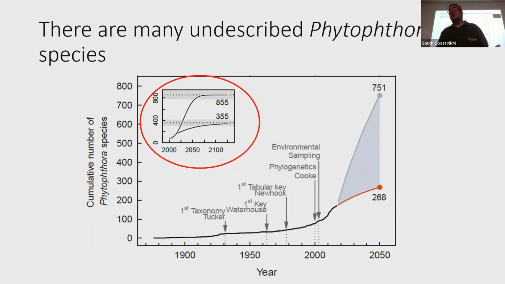And it's even worse because there are many undescribed Phytophthora species. Modeling suggests there could be up to 4 times more Phytophthora species than we know currently. So, you know, the more we look for them, we probably will find more of these species. Lots of them are not going to be big problems, but some of them will. So how do we manage this? It's a real challenge.